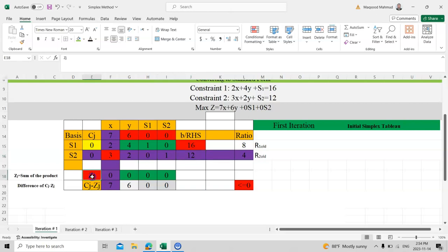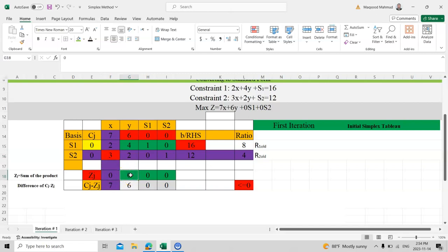Then second step, we do the Zj. So what is a Zj? Zj is basically the sum of the products. Sum of the product for what? Sum of the product for this element multiplied by this element, plus this element multiplied by this element. So the total is 0, right?